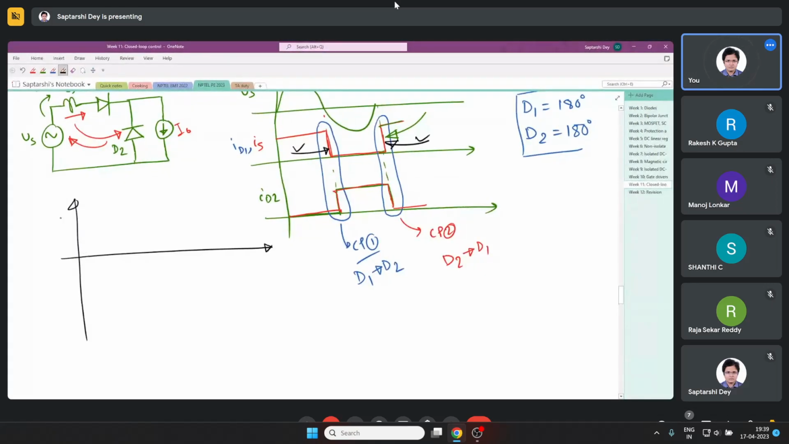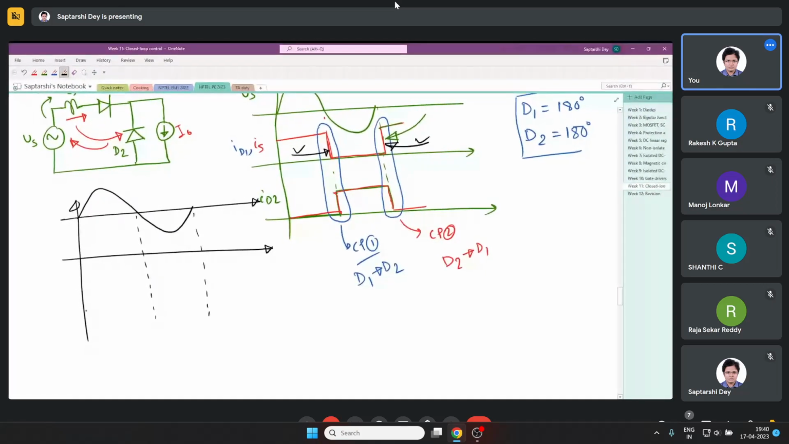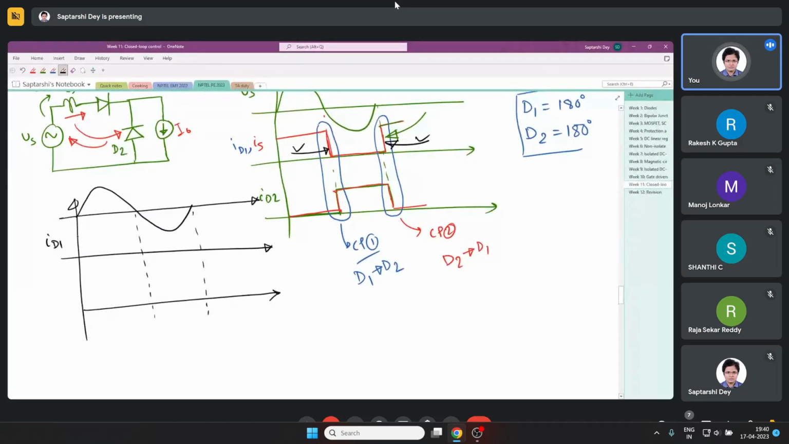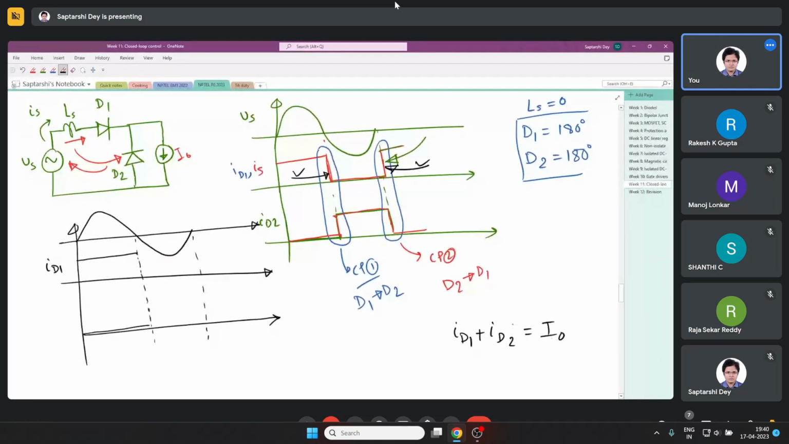So basically, if I have the source voltage like this, and if I have ID1 like this, initially my ID1 was coming like this and dropping down like this. And my ID2 was coming like this, rising like this. Now, one more thing you can write from here is that by KCL, ID1 plus ID2 equals I naught.